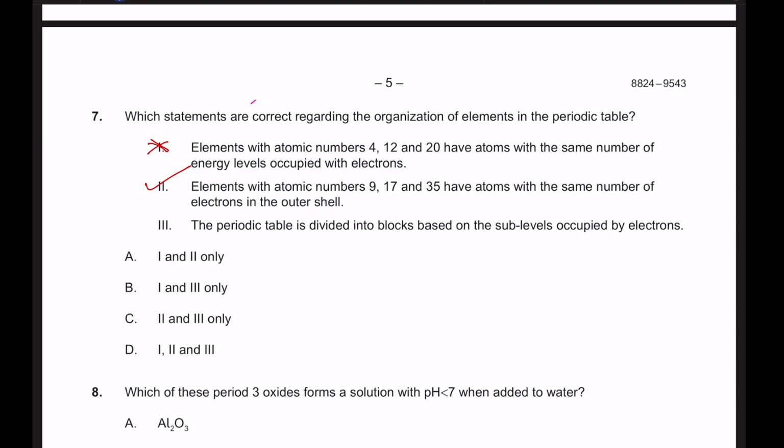The periodic table is divided into blocks based on sublevels occupied by electrons. This is correct because the first two groups are the S block, then you have the D block elements, then on the extreme right you have the P block, and below the periodic table you have the F block. So yes, the periodic table is divided into blocks based on sublevels. So 2 and 3 are correct, so the answer should be C.